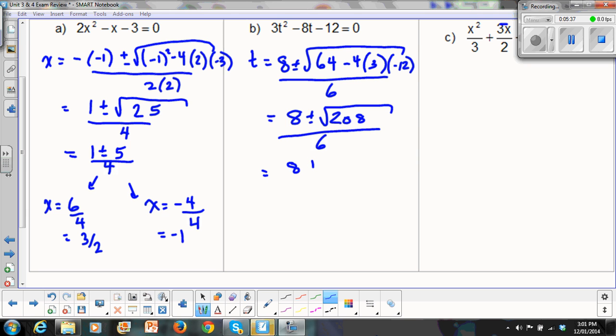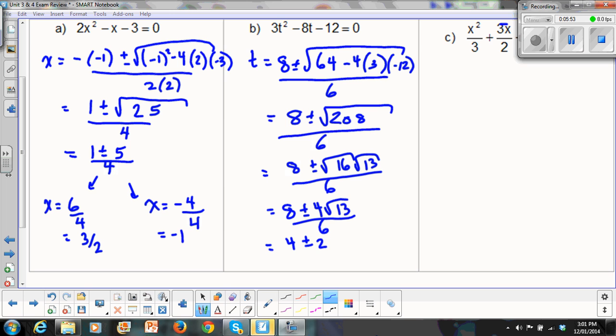208 can be written as the root of 16 times the root of 13, and we're all over 6. Therefore, we have 8 plus or minus 4 root 13 all over 6, and we can divide by 2. 4 plus or minus 2 root 13 divided by 3 is the best simplified form.